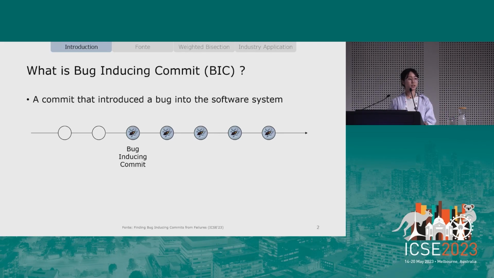In a modern software development process, developers continuously make code changes or commits to the software, and sometimes the commits can contain a bug. And those specific commits that introduce the bug into the software system are called bug-inducing commits, or BIC for short.